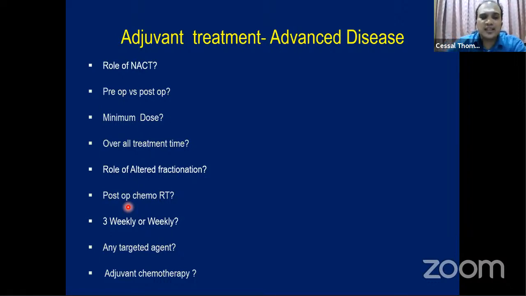And this is adjuvant chemotherapy. The MACH-NC meta-analysis, published in 2009 in the Green Journal, has shown that the hazard ratio is 1.06. Meaning if you give adjuvant chemotherapy, it can have a negative impact. It is detrimental. You should not give adjuvant chemotherapy. So that is all about adjuvant treatment.